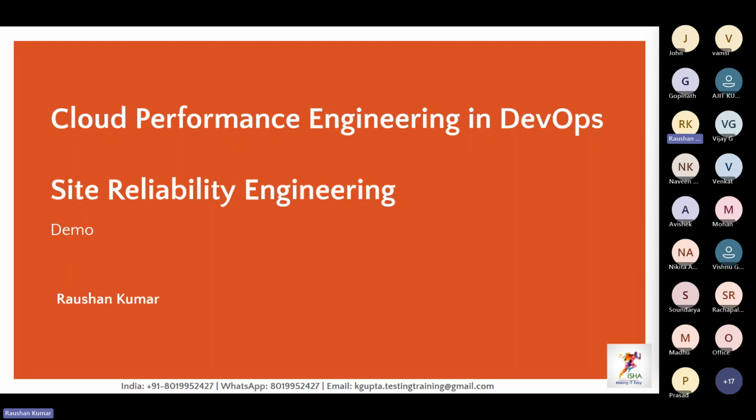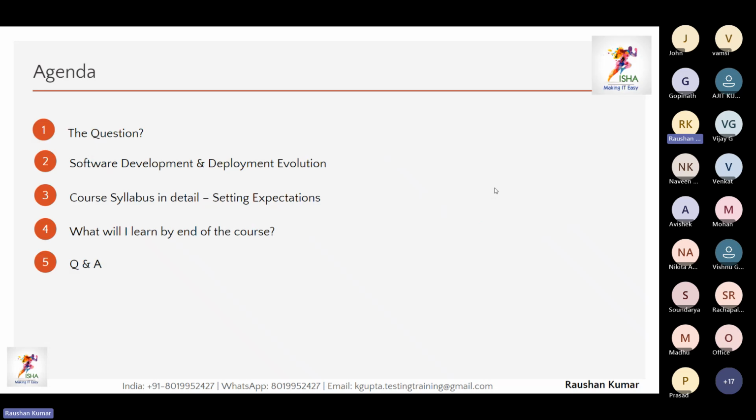Okay. So before we get started, let me talk about the agenda. What are we going to discuss in this 1 hour or 1.5 hours, this particular demo session? We're going to start the session with a question. And I would like everybody to answer that question. Okay. And then we will talk about how software has been developed and deployed over the years. So we'll talk about the evolution of software in general, the development and deployment. Then we'll talk about the course, what the course brings, what the course content is, right? And we'll take up all your questions. Okay. So that's the agenda for this demo session.